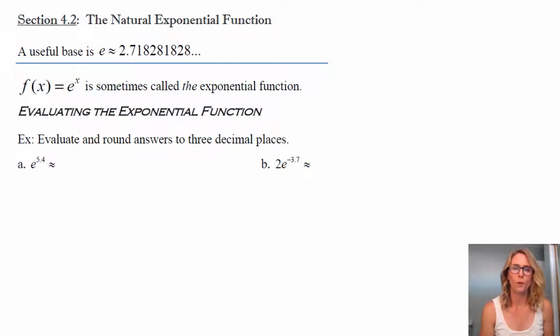This is section 4.2, the natural exponential function. And so the first thing we see is just that there is a base for an exponential function called e. And really the only thing you need to remember is that e is just a number. E is just a special number.